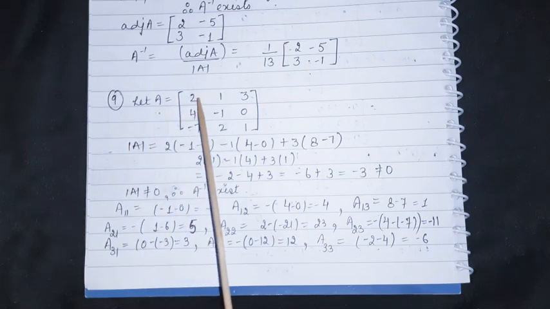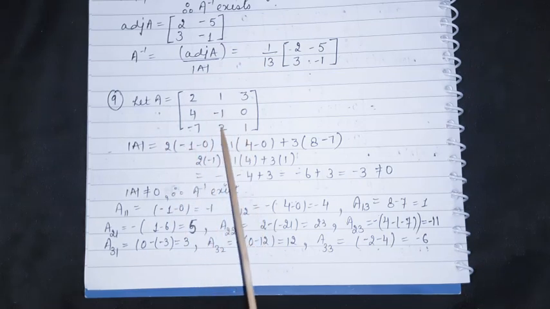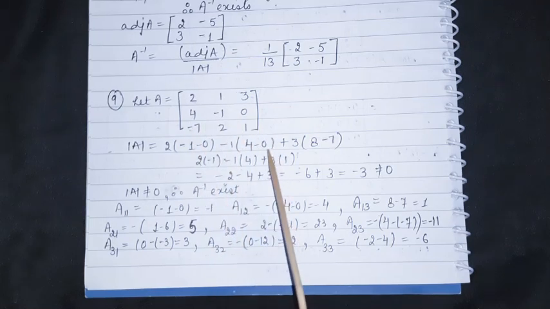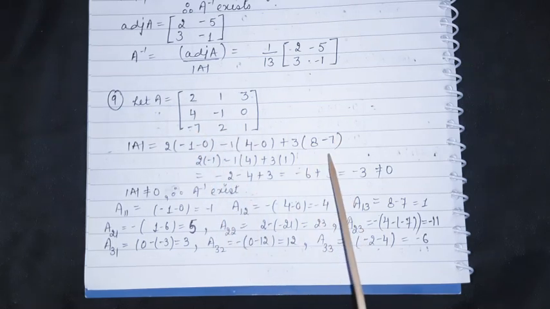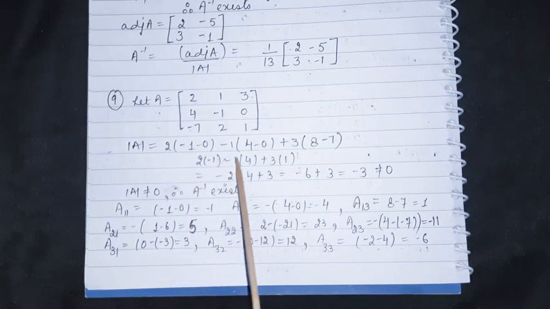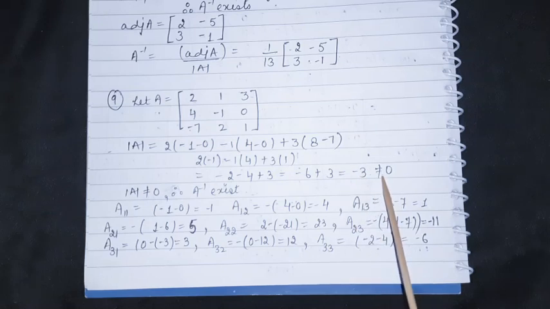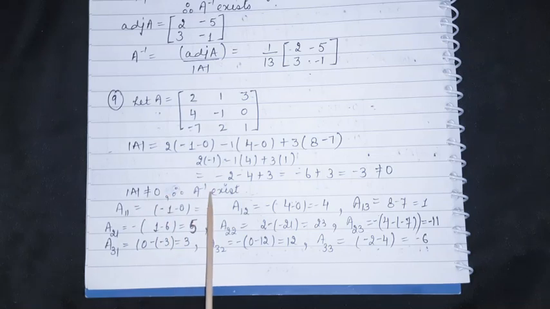So determinant of A, we are expanding it along R1. 2 as it is. Here we will get 1 into minus 1 and minus 0. Then minus 1, 1 into 4, 4, minus 0, plus 3, 2 into 4 is 8, and minus 7 into minus 1, which is plus 7. So we will get 2 into minus 1 into 4, plus 3 into 1. Here you will get minus 2, minus 4, plus 3. So minus 2 minus 4 is minus 6, plus 3, which is minus 3. So which is not equals to 0. Determinant of A is not 0. Therefore, A inverse exists.